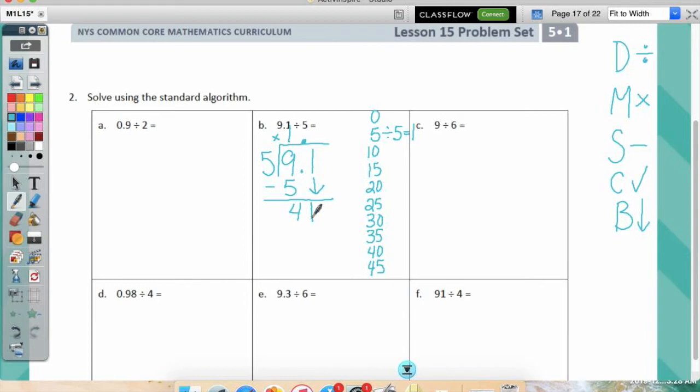Okay. Jaden, what question do I ask myself? Looking at my multiples of 5, which number is closest to 41? 40. So what am I dividing by? 5. What's my answer to 40 divided by 5? 8. Jaden, where do I write the 8? The 1. Good. Okay.